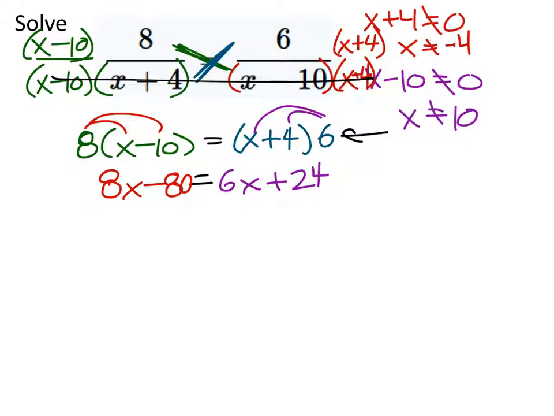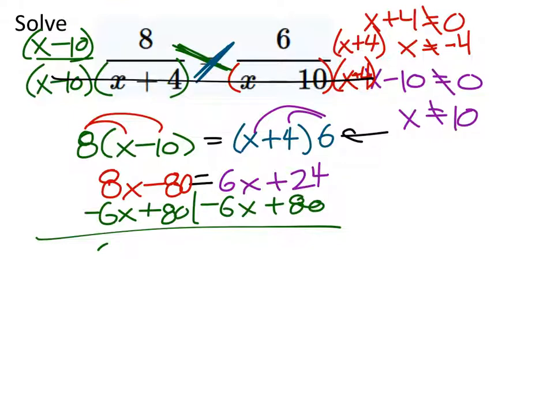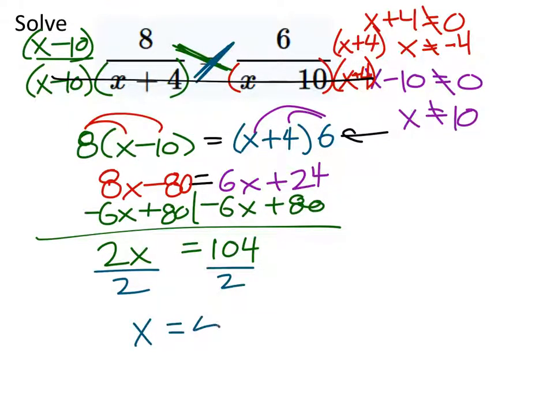Well, now we're ready to solve. I'm going to put my x's on the left, not that it matters where we put them. So I'm going to subtract 6x from both sides, and I'm going to add 80 to both sides. So what do I end up with? I got 2x equals 104. And then we'll divide both sides by 2, and it looks like x is 52.